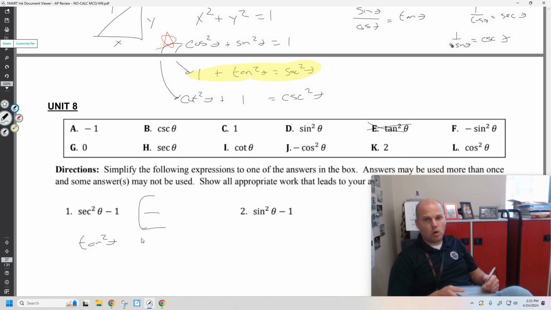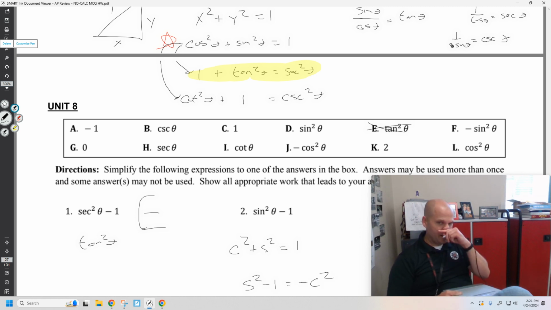Sine squared minus 1. Okay, ready. Very important. If you got cosine squared plus sine squared equals 1, sine squared minus 1 would have to equal negative cosine squared. How do I do that? I subtract 1. Well, that's going to put 0 on that right side. I'm going to have to subtract the cosine squared. Or other ways to do that. So negative cosine squared is J.